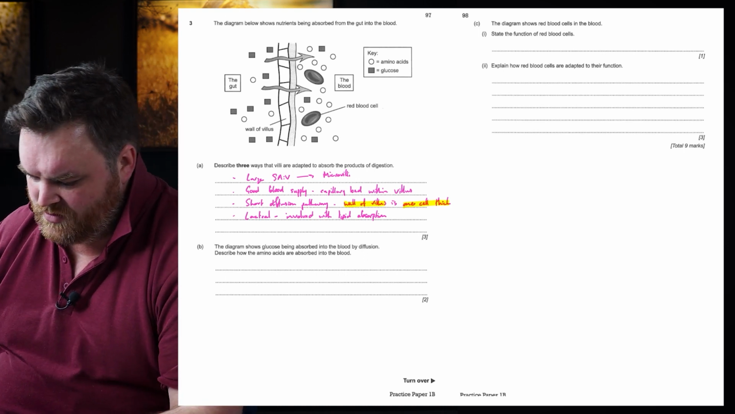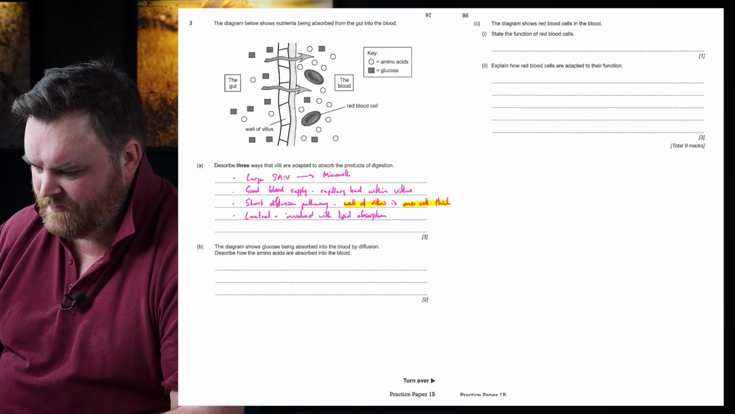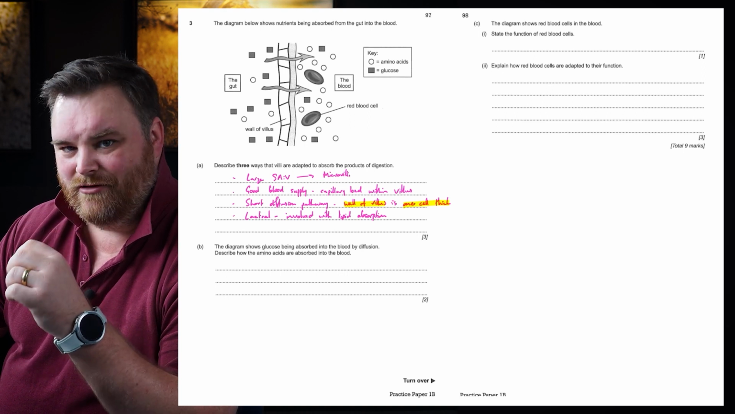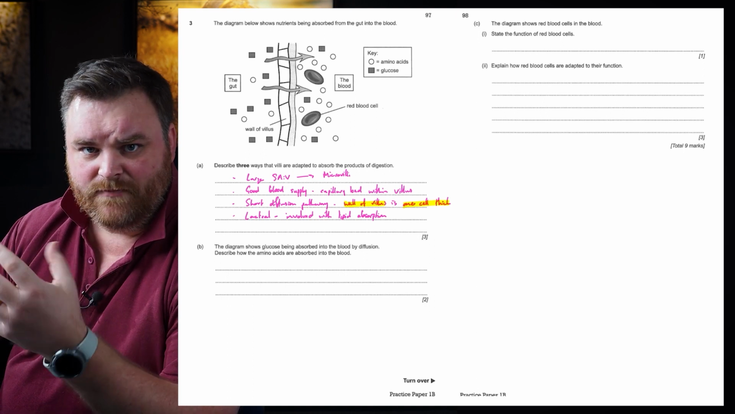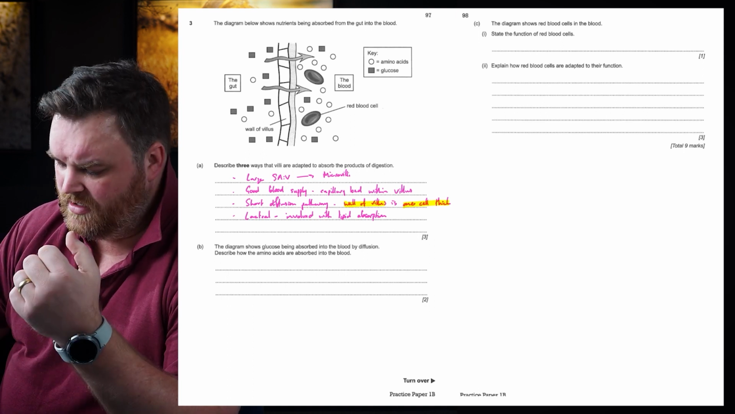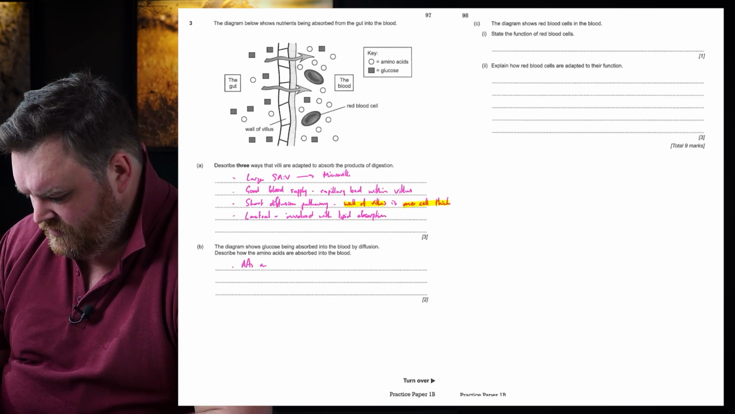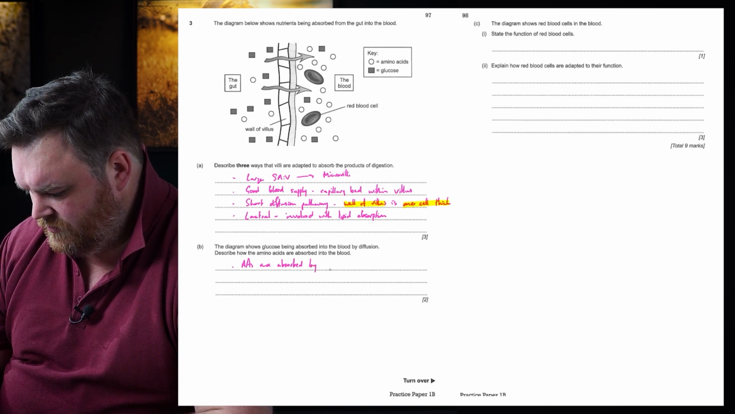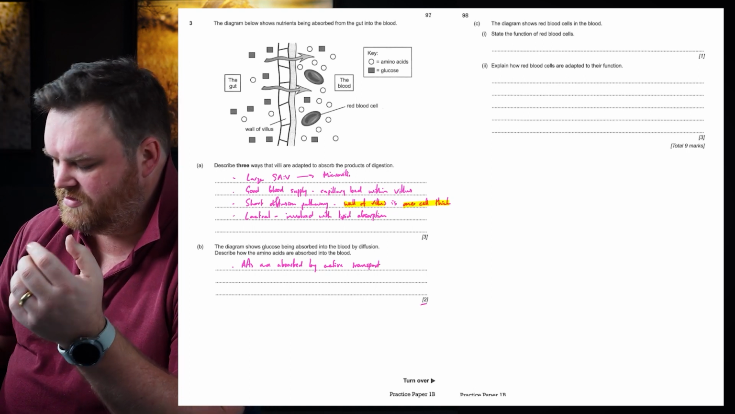Okay, on we go. Diagram shows glucose being absorbed into the blood by diffusion. Describe how amino acids are absorbed into the blood. Okay, so this next part is asking about the absorption of amino acids into the blood. Here we just need a little bit of knowledge. Amino acids are absorbed by active transport. So that will get us our first mark. So amino acids are absorbed by active transport.